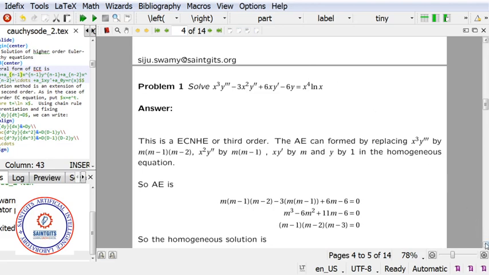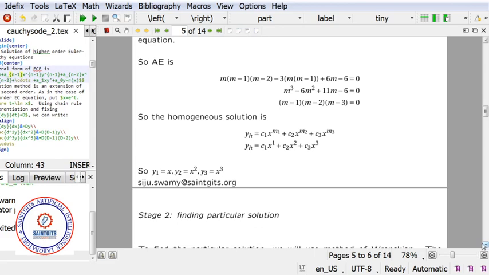Here we are going to use the Wronskian method. So in the Wronskian method, we have to take y1, y2, y3 from the solution. y1 is the term associated with c1, that is x raised to 1 or x. y2 is the term associated with c2 in the homogeneous solution, and that is x square. And y3 is the term associated with c3, that is x cube. So y1 equal to x, y2 equal to x square, y3 is equal to x cube.